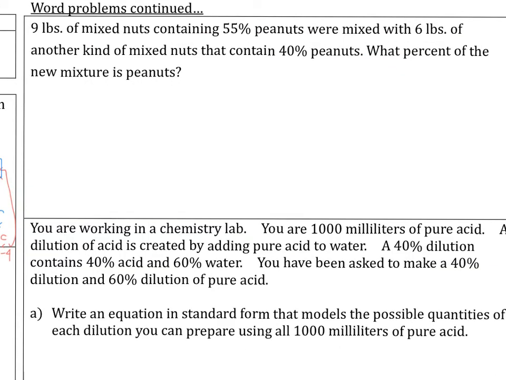Nine pounds of mixed nuts containing 55% peanuts were mixed with 6 pounds of another kind of mixed nuts that contains 40% peanuts. What percent of the new mixture is peanuts? So let n equal the percentage that are peanuts. So my strategy here is to use the standard form to help me solve this word problem.